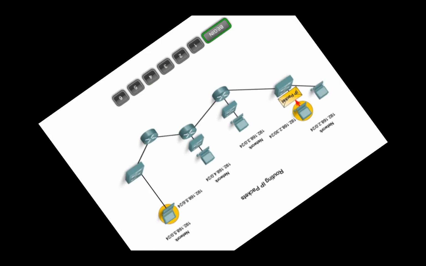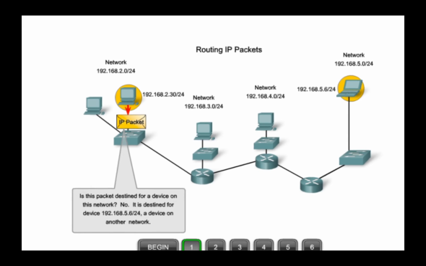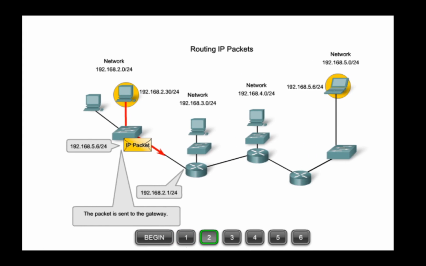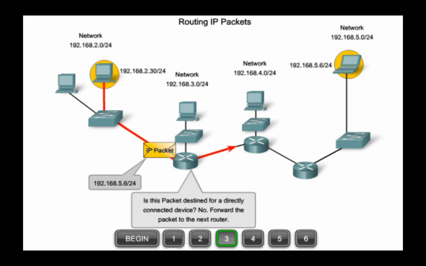Routing IP packets. This diagram shows how routing packets works. First, the desktop computer or the host sends the IP packet into the LAN switch. And then, this IP packet will be sent into the other network, which is 192.168.5.0 with the prefix mask 24. And this IP packet will pass through the gateway into router 1.